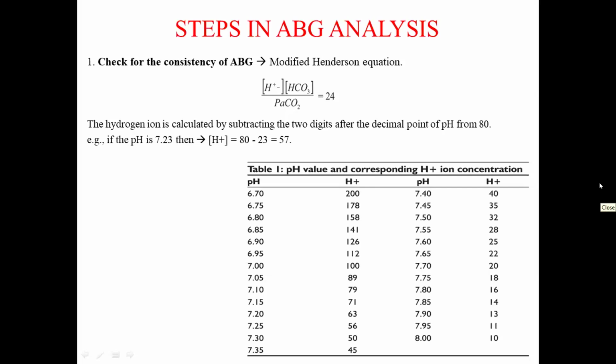So only if the pH is more than 7 point something will this formula work. Otherwise, you have to go for your pH table. Otherwise, the best way to calculate hydrogen ion is your modified Henderson's equation. So if it is less than 7 point something, you calculate your H plus ions by using your Henderson's equation. That is the only way you can do it. Okay. So it is acute.